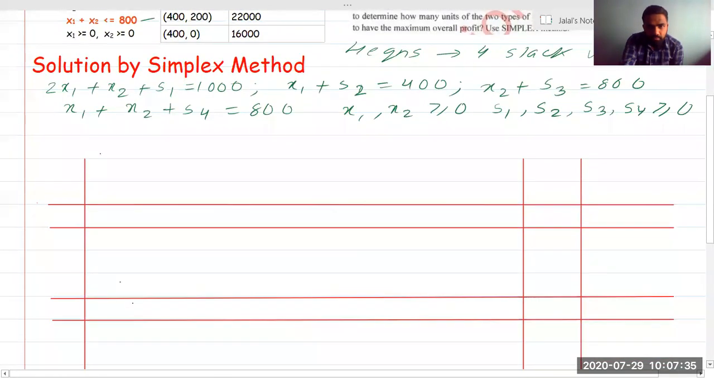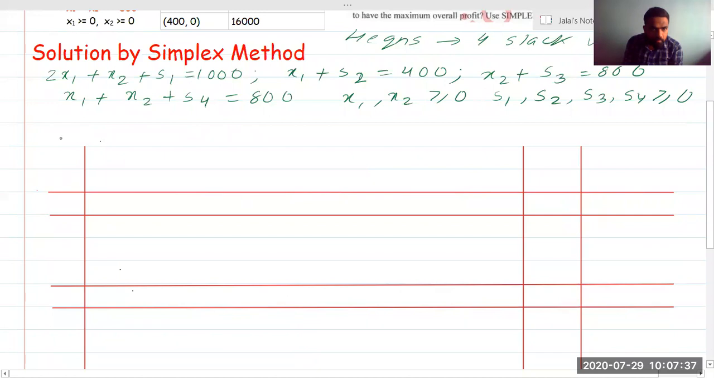So how do we solve it by simplex method? We will write all the variables, x1, x2, s1, s2, s3, s4. Now, what is the value of x1 from the first equation? It is having the constant 2, then x2 is having 1, then 1, then all other variables are 0. You can see it from the equation. As per the second equation, x1 is equal to 1, x2 is not there in that equation, s1 is not there, s2 is there, 1, this is 0, this is 0.